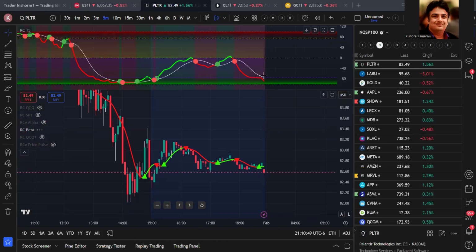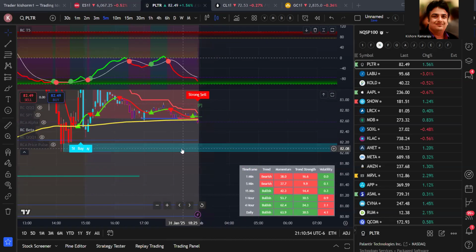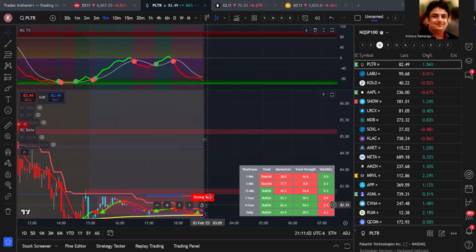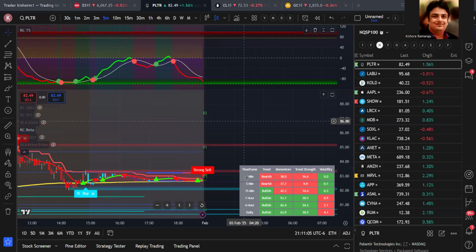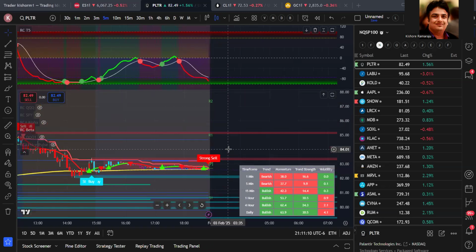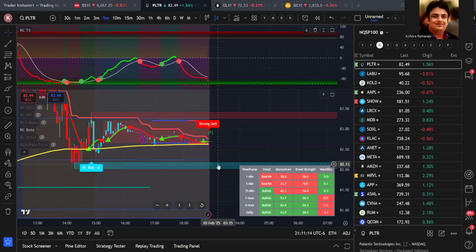PLTR at 82 is a strong support. If it comes to 82, then you can buy it. Minimum target is 83.4. If it breaks 83.4, then 85. If it breaks 85, then you can go to 87, 89 or more. But 82 is the current support. Wait for 82, then easily you'll make $1, $2 on each stock.